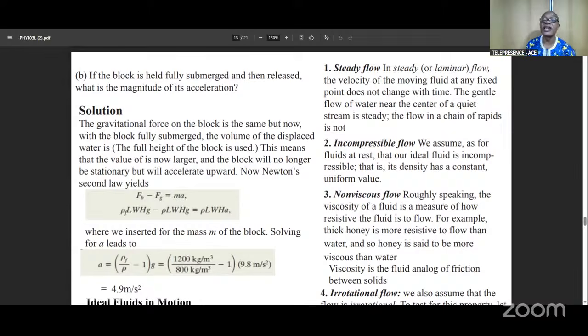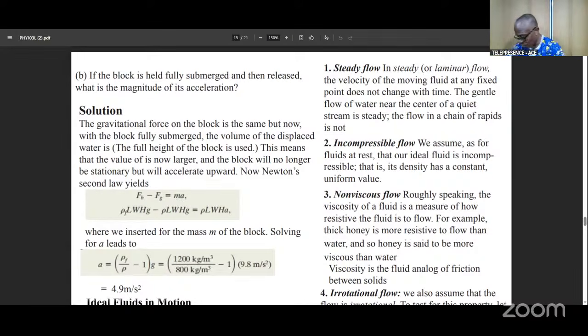So what do you mean by steady flow? A steady or laminar flow. Laminar, that is no disruption. The fluid is just moving gently. The velocity of moving fluid at any fixed point does not change with time. It does not change with time. That's the case if you look at a gently moving stream or a river.